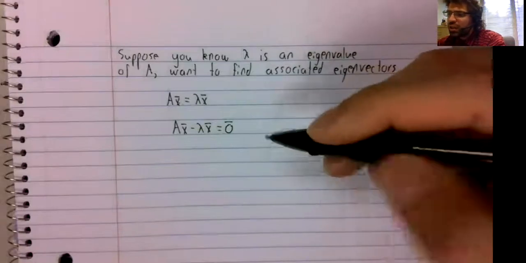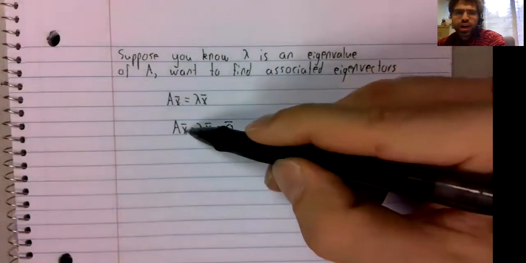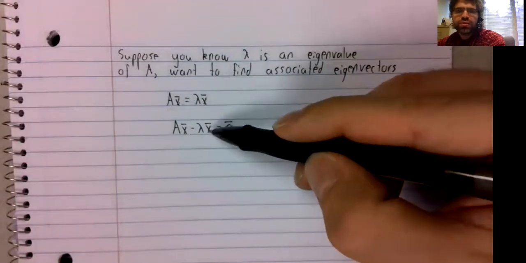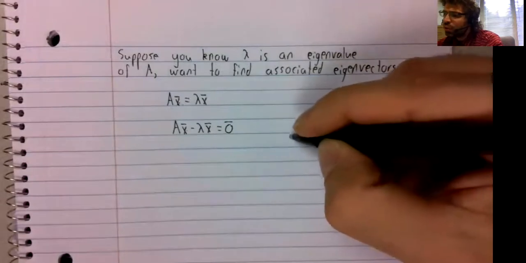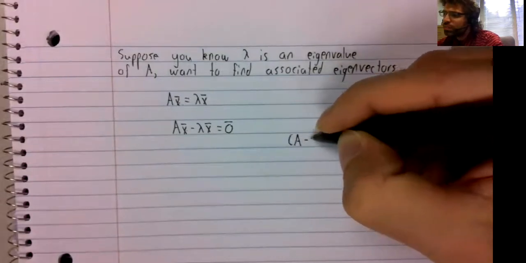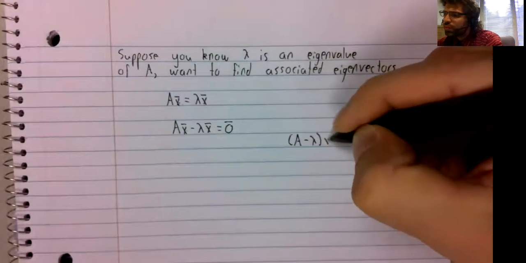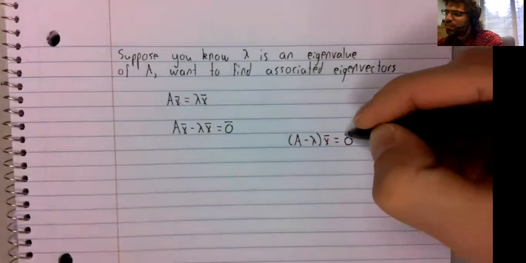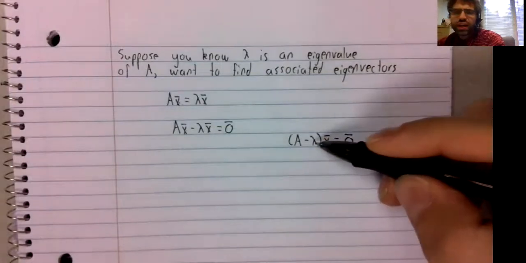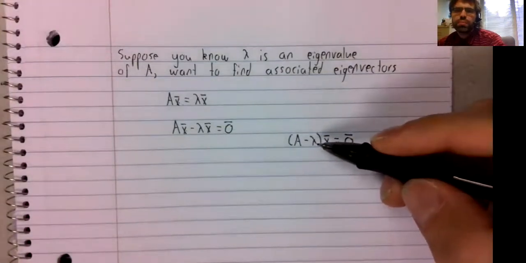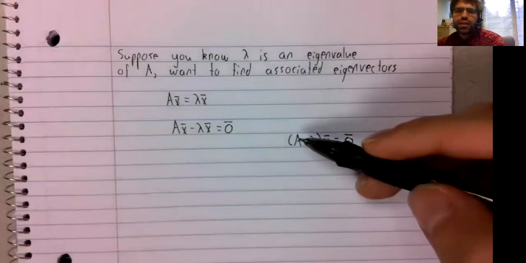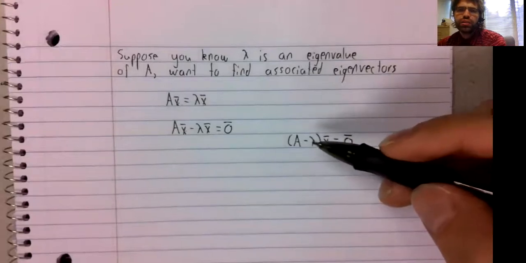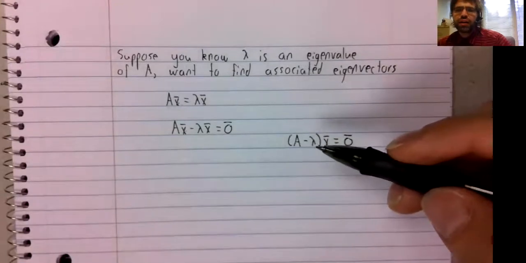Now, you need to be careful here. The naive thing to do would be to see this x, and pull it out. But that would be a mistake. You see, this lambda is a real number. This A is a matrix. This subtraction isn't defined.